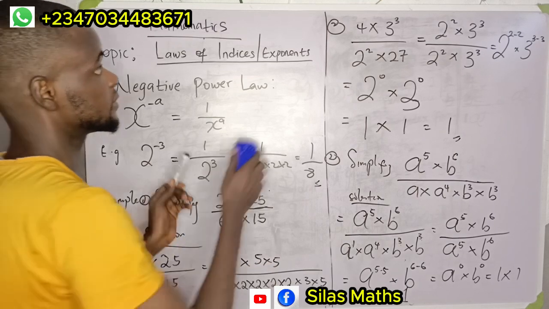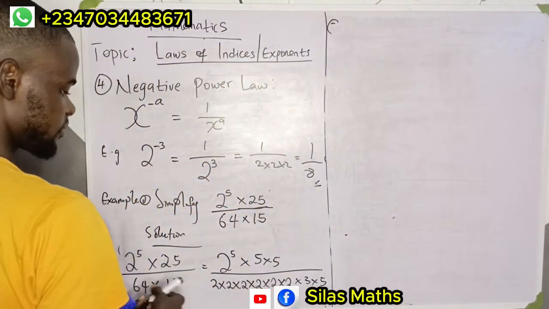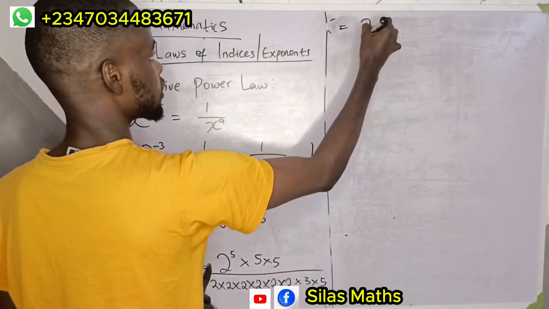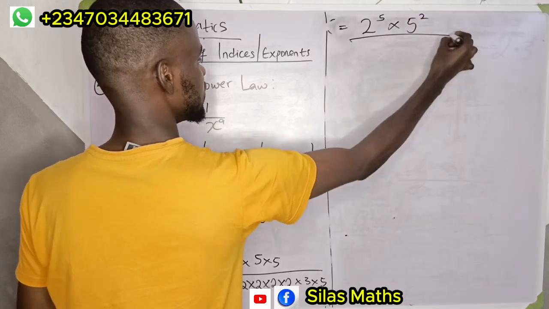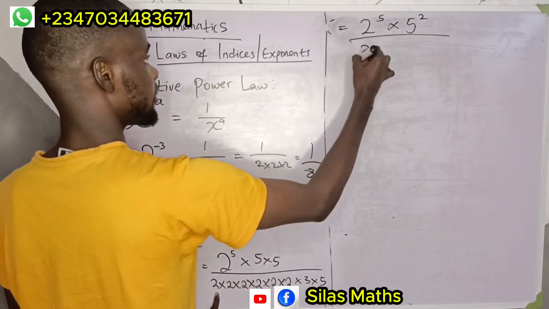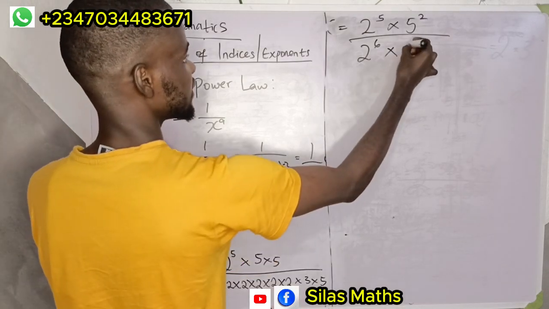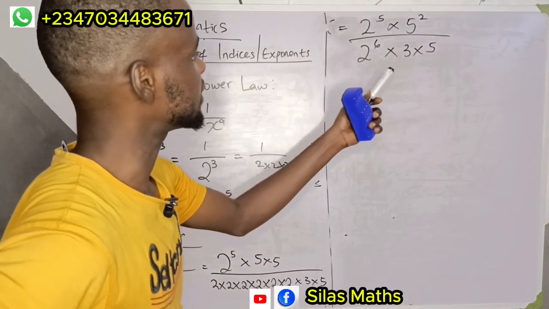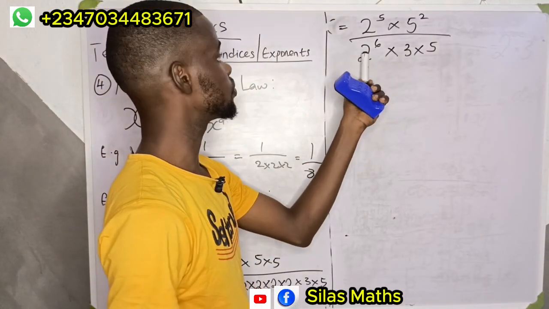let's go ahead to this part. Simplifying further, this gives us 2 to the power of 5 times 5 to the power of 2, divided by 2 to the power of 6 times 3 times 5.